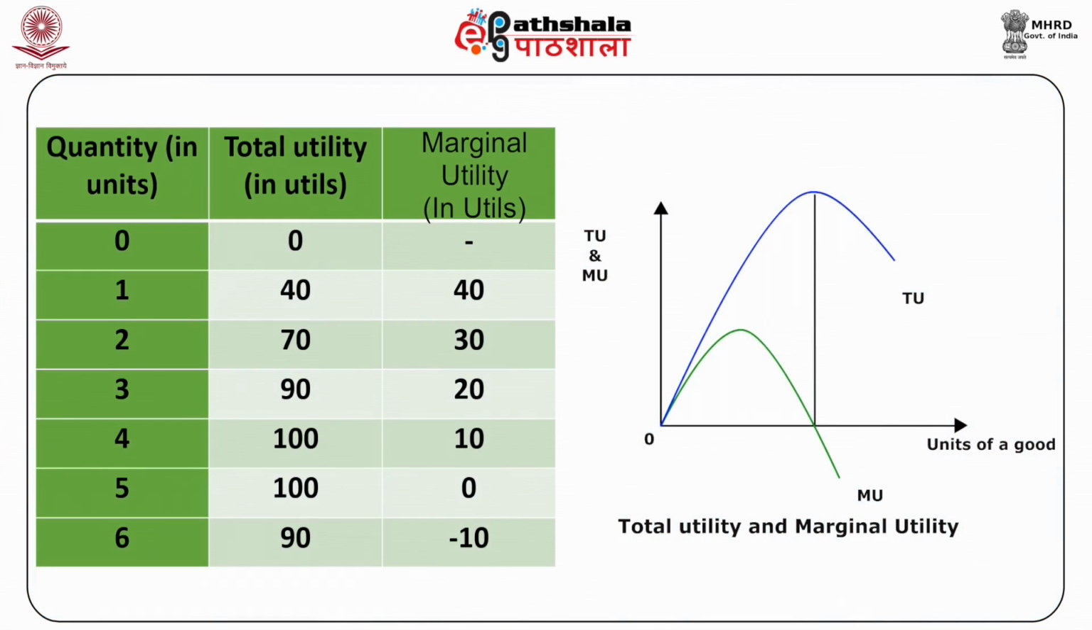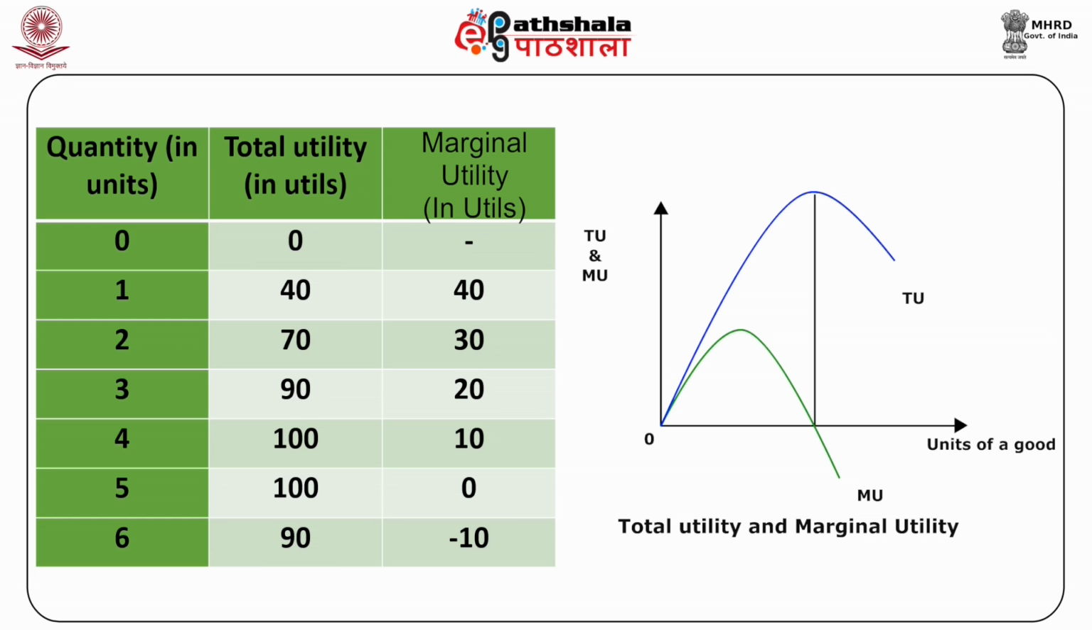Now, this can be understood with the help of a table and diagram. Initially, the total utility increases as we consume a good, but as we consume more of a good, it increases at a diminishing rate. As we can see from the table and the figure, initially the total utility increases to 40 and then to 70, then to 90 and then to 100, but the marginal utility first is 40, then 30, then 20 and then just 10.